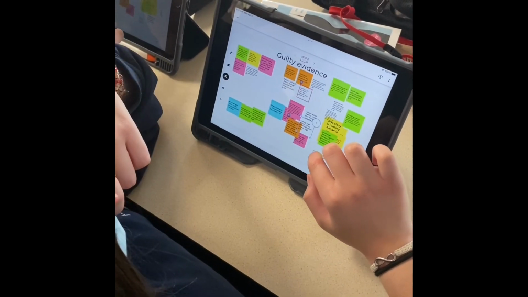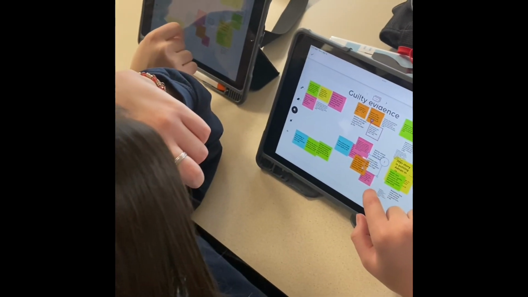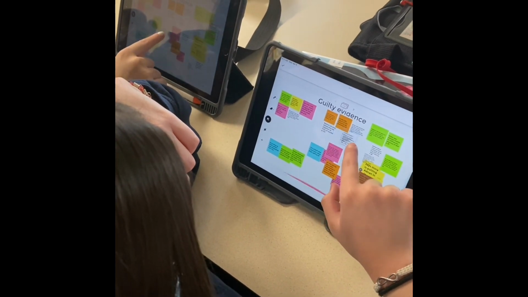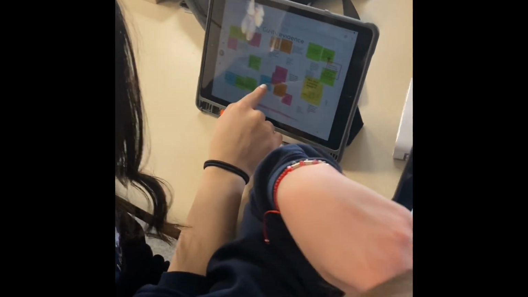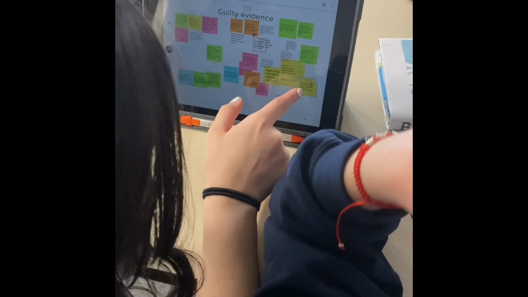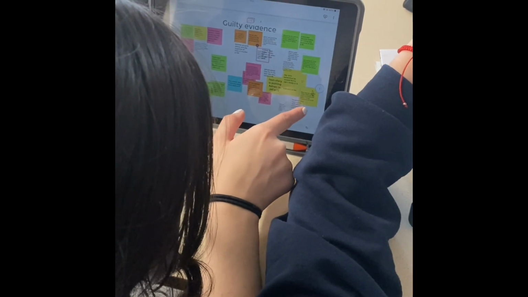Here you can see students doing this work. What's great about Jamboard is they're able to manipulate it, and in a pair it works amazing.